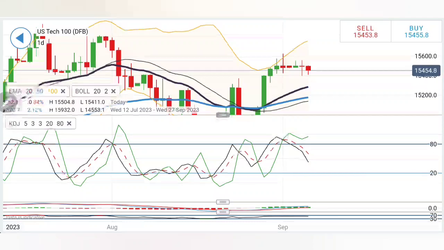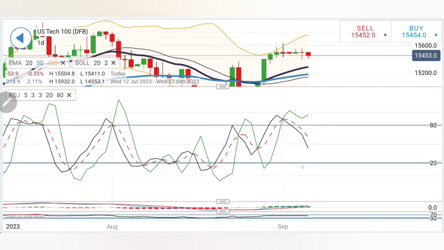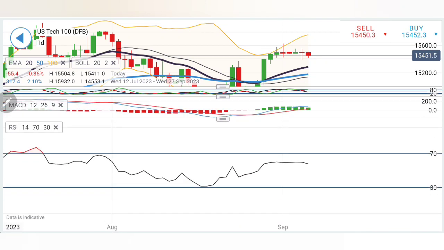Let's see which direction it gives a breakout. The moving averages are still bullish. It can converge towards moving averages. Stochastic is looking down. MACD is in green trying to converge while RSI is flat. So looking at this, I will recommend you to buy at 15,500 levels, above which you still have to remain cautious as long as 560 is not breached.